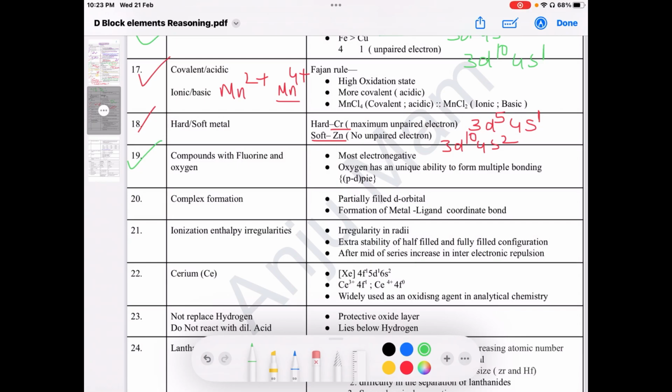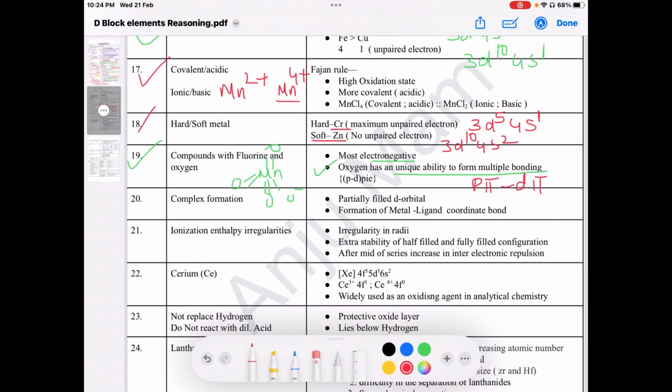Next, maximum number of compounds they form with fluorine and oxygen. Why? Because fluorine and oxygen both are the most electronegative elements. Fluorine is the most electronegative, then oxygen, followed by nitrogen, FON. And the most important part here is that oxygen has a unique ability to form multiple bonding. What type of multiple bonds are formed here? Suppose we have MnO4, there is a double bond between manganese and oxygen. So the d orbital of manganese forms a multiple bond with the p orbital of oxygen. So the type of multiple bonding here is p pi d pi.